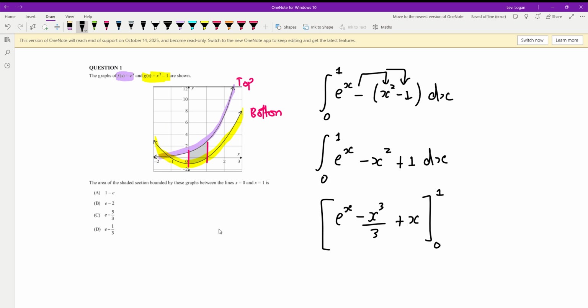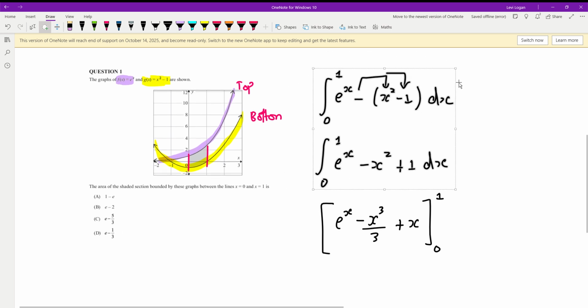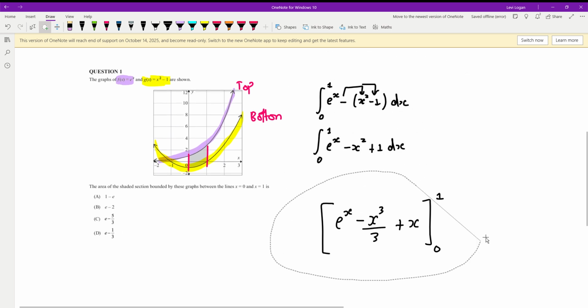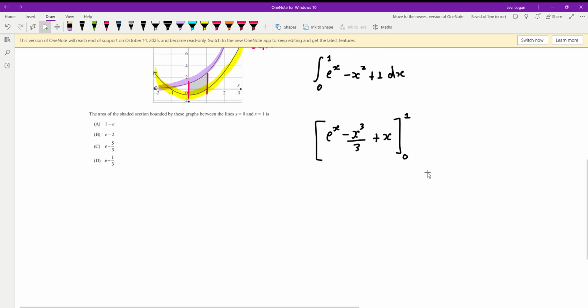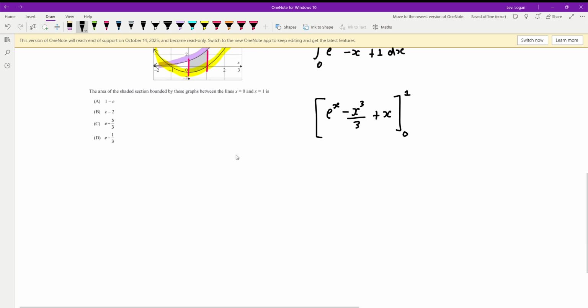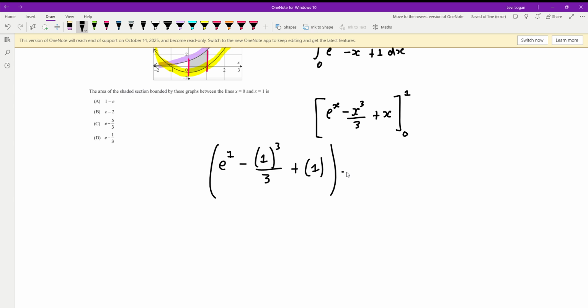Then we chuck in the 1 first. Now, a lot of people are going to skip the 0 because they think the 0 will not matter. That is false. The 0 will matter in this situation here because when we put a 0 to a power, it will make the thing equal to 1. So if we chuck in the 1 first, you'll have e^1 minus 1 cubed over 3 plus 1, and then subtract. Then you chuck in the 0. So chuck in the 0 everywhere, even though it will turn to 0 in some aspects. But it's more important that you see where it doesn't turn into 0, okay?